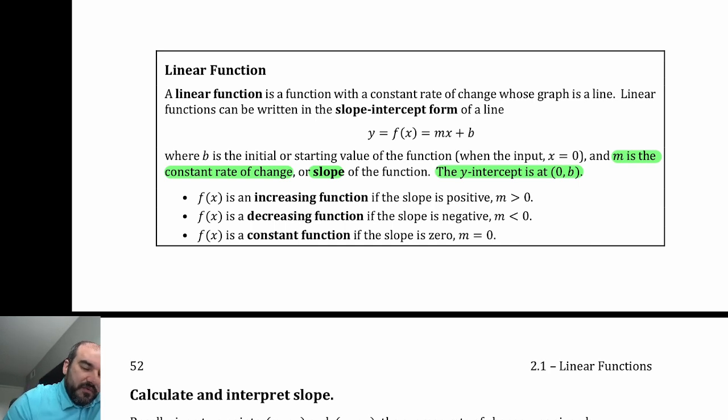And then we define the function as increasing if the slope is positive. We define it as decreasing if the slope is negative, and it's a constant function if there is no slope, if the slope is 0. If m is 0, then the x does not matter. This is not here, right? If m is 0, this product disappears. So then you just have a y equals b equation, and it's just a constant function. On a graph, a constant function would look like a straight horizontal line, because there is no slope, so there's no going up or going down in that situation.